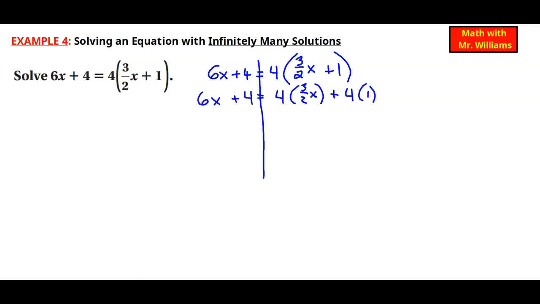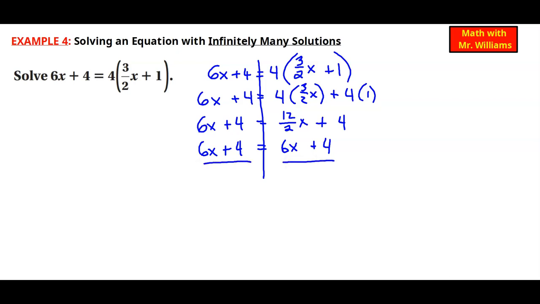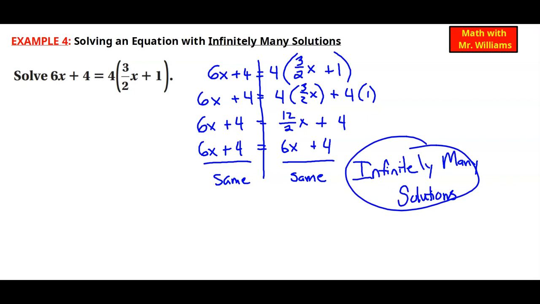I see I have multiplication to be done, so I'm going to go ahead and take care of that distributive property multiplication. I see my fraction can be simplified, so I'm going to take care of that. So I have 12 divided by 2 is 6. And lo and behold, I see that my left side of my equal sign equals my right side. So 6x plus 4 is the same as 6x plus 4. That tells me that since they are the same, this has infinitely many solutions. Basically, any number I decide to put in for the variable, it will come out the same on the other side.